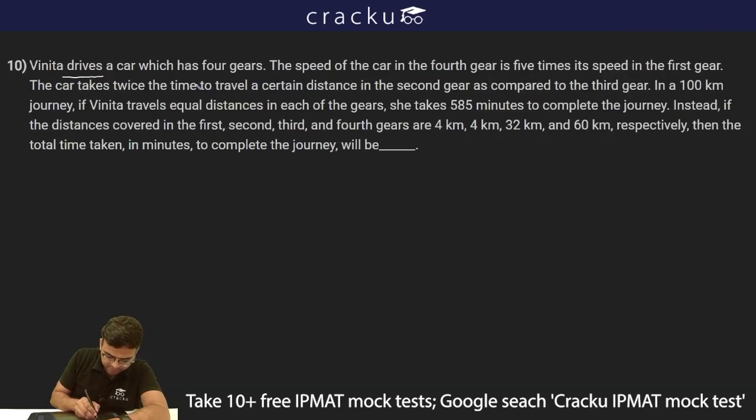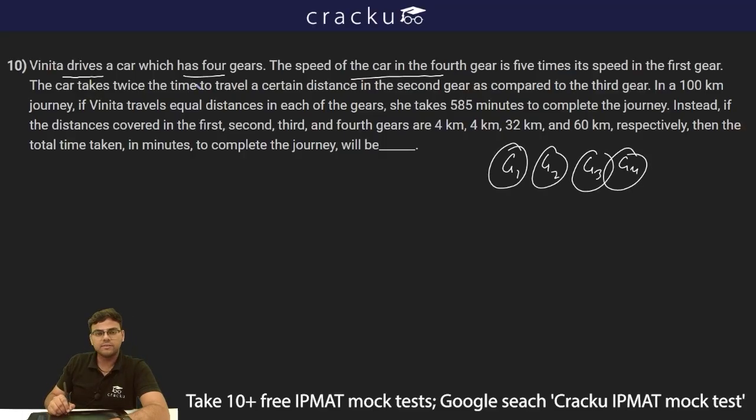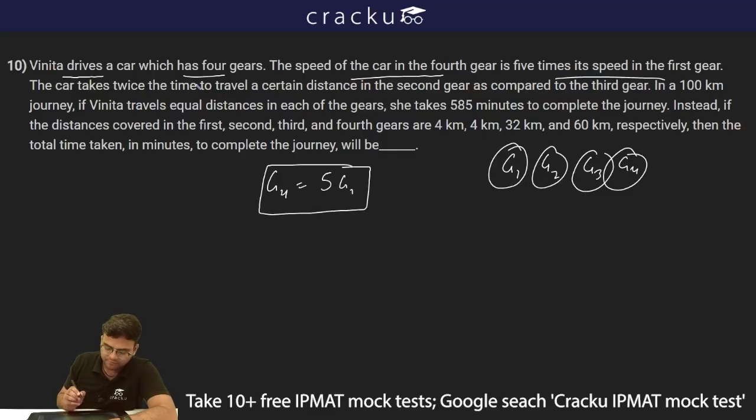Vinitha drives a car which has 4 gears. The speed of the car in the 4th gear is 5 times its speed in the 1st gear. So let's say the speeds in the 1st gear, 2nd gear, 3rd gear and 4th gear are G1, G2, G3 and G4. It is given that the speed in the 4th gear is 5 times its speed in the 1st gear. So G4 will be equal to 5 times G1. Now the car takes twice the time to travel a certain distance in the 2nd gear as compared to the 3rd gear.